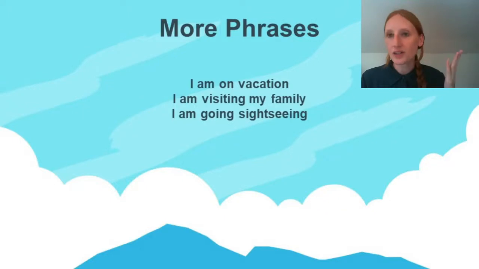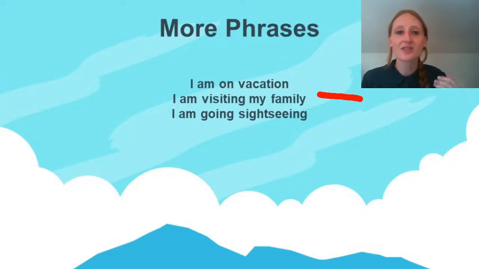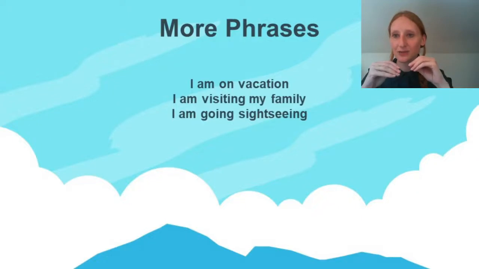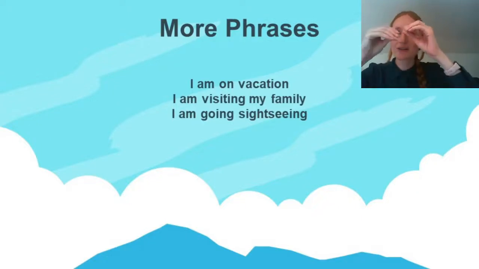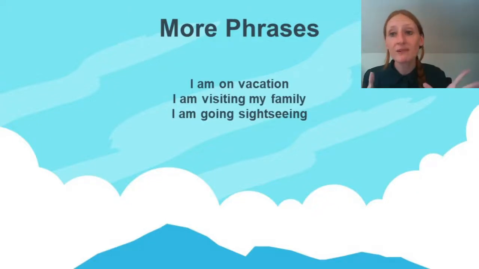Okay, so this is what we talked about at the beginning, right? More phrases. I am on vacation. We can say, I am visiting my family. I am going sightseeing. And depending on your vocabulary, you can elaborate. Like, my daughter lives here and I'm going to visit her and my grandchildren and things like that. So these are basics for you to help you build on them so that when you go traveling, you can communicate more effectively and more efficiently.